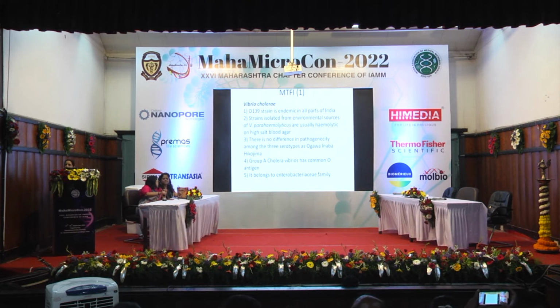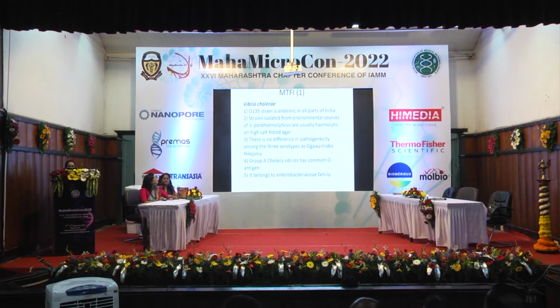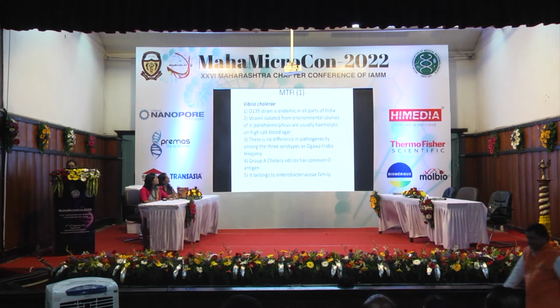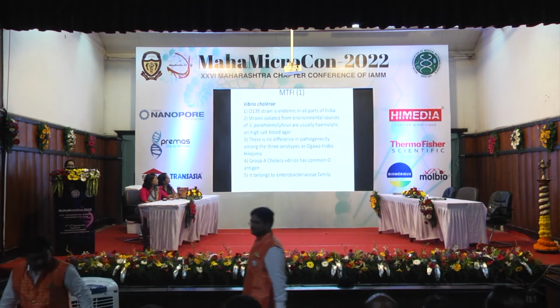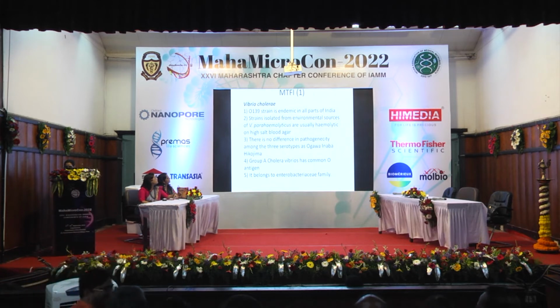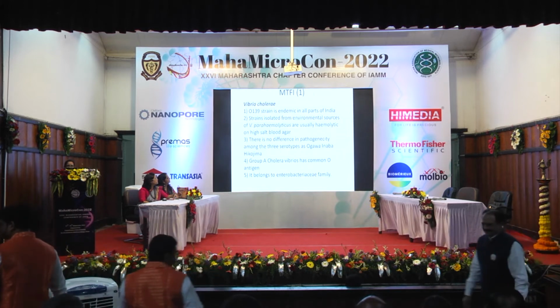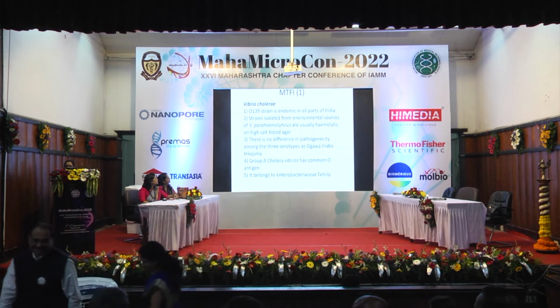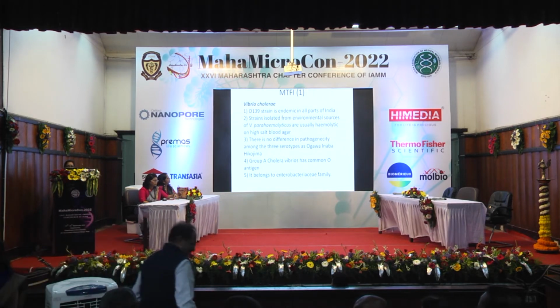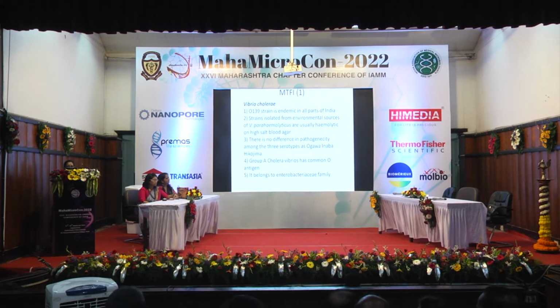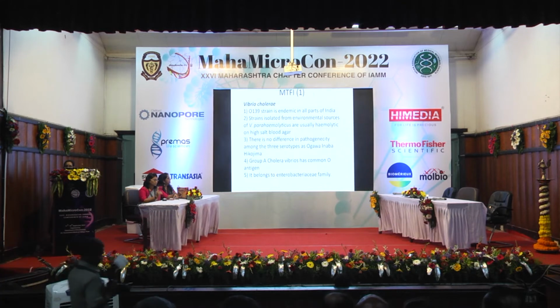Okay, the first one is related to Vibrio cholera. First, the O139 strain is endemic in all parts of India. Second, strains isolated from environmental sources of Vibrio parahemolyticus are usually hemolytic on high salt blood agar. Third, there is no difference in pathogenicity among the 3 serotypes, which are Ogawa, Inaba, and Hikojima. The fourth is Group A cholera vibrios has a common O antigen. And the fifth, it belongs to the Enterobacteriaceae family.